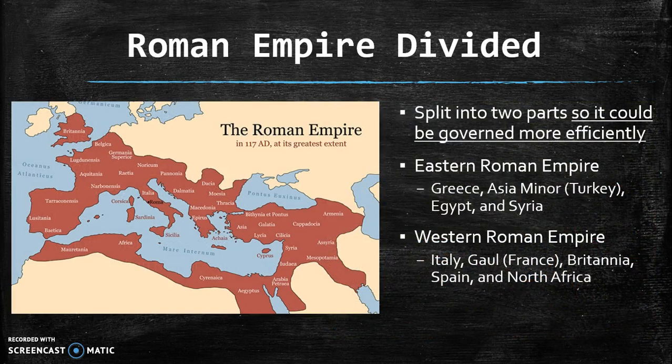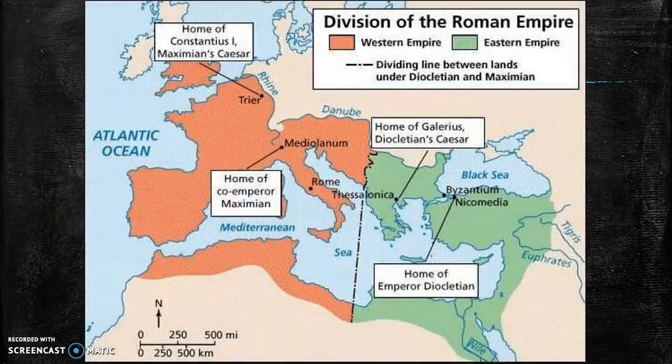So in order to govern such a large empire more effectively, leaders decided that it was best to split it into two. They divided the entire Roman Empire into the Eastern Roman Empire, which included Greece, Asia Minor, Egypt, and Syria, and the Western Roman Empire made up of Italy, Gaul, Britannia, Spain, and North Africa. In your notes, you have a map that I want you to label. This is pretty much the boundary that separated both of the empires.